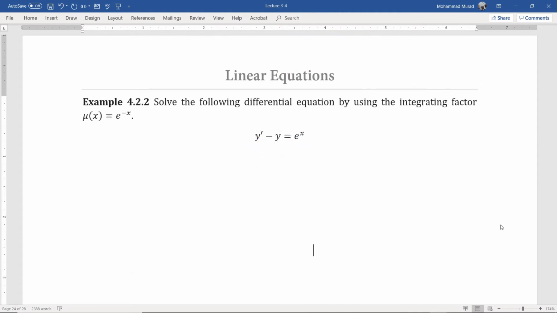Consider the following example. We want to solve the first-order linear differential equation with the help of this integrating factor. First, observe that the left-hand side of this equation cannot be put as a derivative of some function.